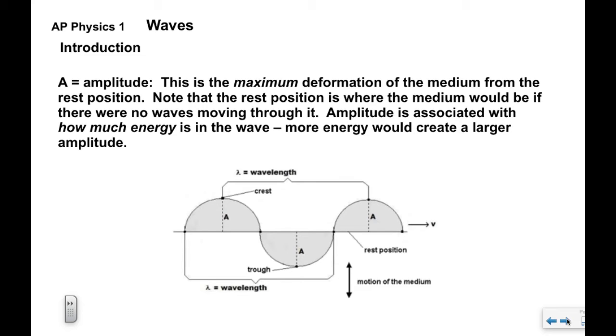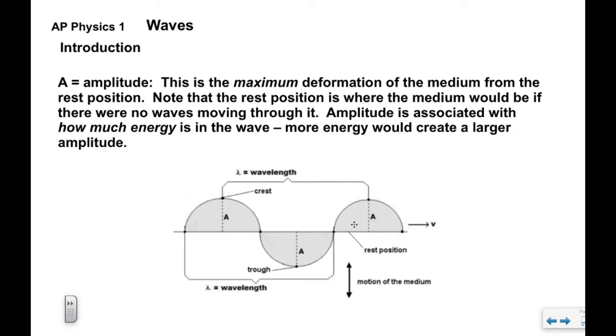Another way to measure the size of a wave is the amplitude. It's indicated with a capital A here on the diagram. You'll note that the amplitude is the same for each wave pulse. The wave crest and the trough are the same displacement from this rest position. The amplitude indicates the maximum deformation from the rest position. This rest position is where the medium would be if there were no waves moving through it.